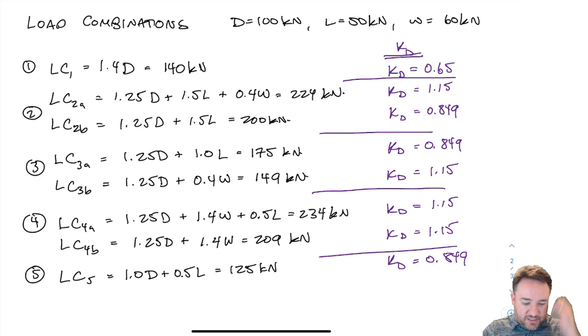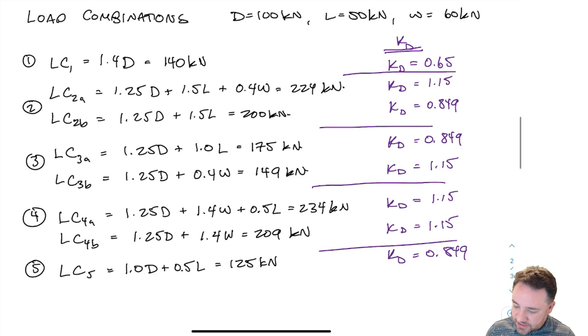Now, one approach that I could take here is I could find basically the maximum for each different KD and say, okay, so for this factored load, this is the factored load that's the largest for a KD of 0.65. And this is the factored load that's the largest for a KD of 0.849. And then this is the factored load that's the largest for KD equals 1.15. So why don't we go ahead and do that? Okay, so we can see the largest one that has a 0.65 is the first one. It's actually the only one with a 0.65.